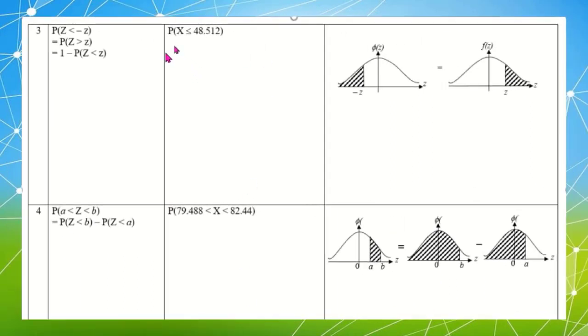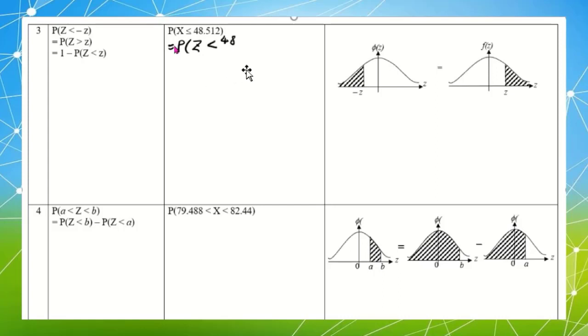Now we go to example number 3. Now here I want to find probability x less than or equal to 48.512. So first thing, I change x into z.